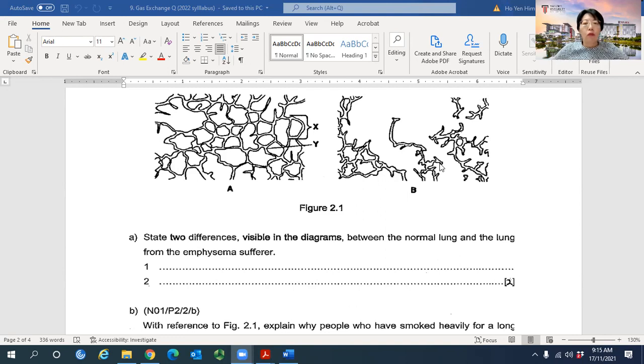That is straightforward. First you can see that in B there are fewer alveoli, correct? And then there are more air spaces. So these are the two answers. First one is there are fewer alveoli, or you can say less alveolar wall. And the second one is there are more air spaces. And of course, when you have less alveolar wall, there will be less surface area for gaseous exchange. So that is a possible third answer. Less surface area for gaseous exchange.